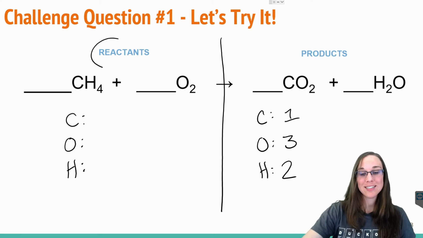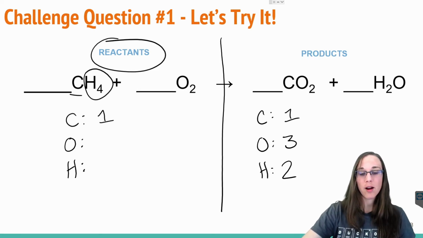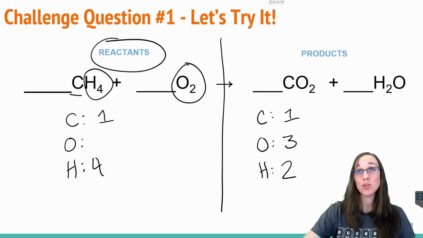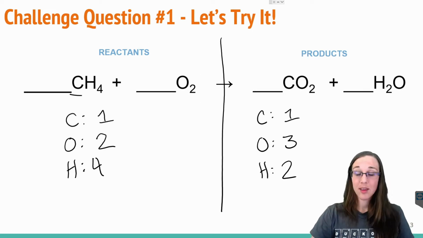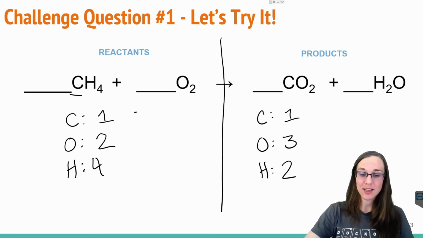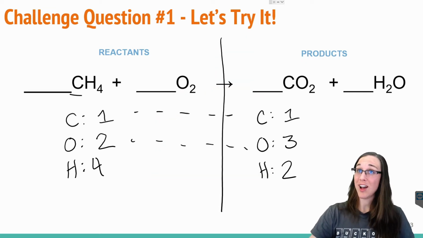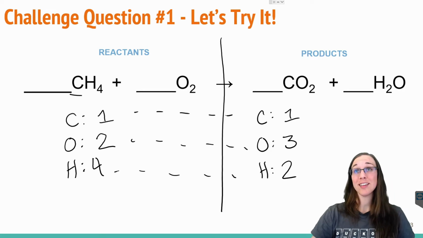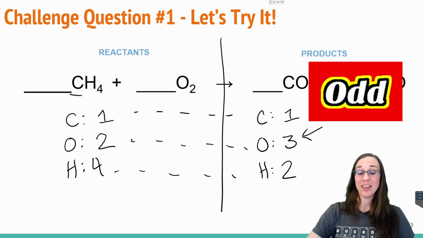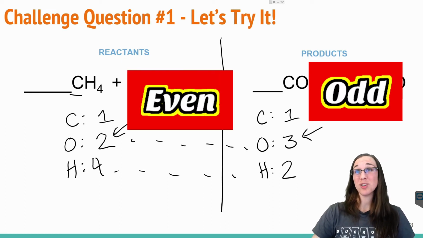How about the reactant side? We have one carbon, we have four hydrogens, and we have two oxygens. Now when we compare across, we can see that our carbons are currently balanced. Awesome. Our oxygens are not, and neither are our hydrogens. As mentioned in my previous video, anytime you have a value that has an odd number, like 3, and an even number, like 2, that's the one you want to balance first for any of the ones that are unbalanced.